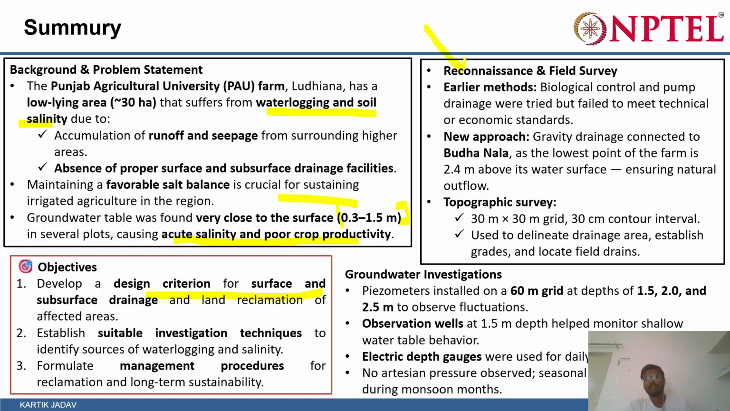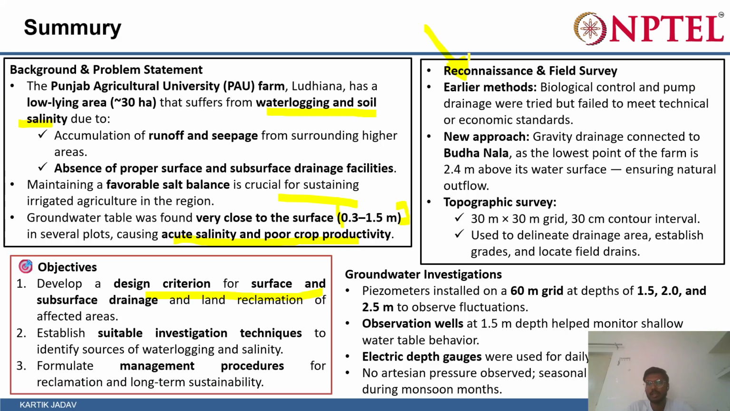The first thing that the authors did was a reconnaissance and field survey. In that, they collected multiple data sets that affect the drainage aspect. First is the rainfall pattern, what kind of soil they have, then what kind of cropping pattern or existing land use classes there are within that plot.